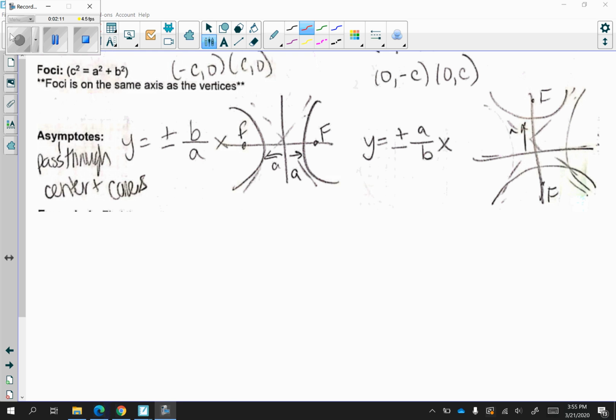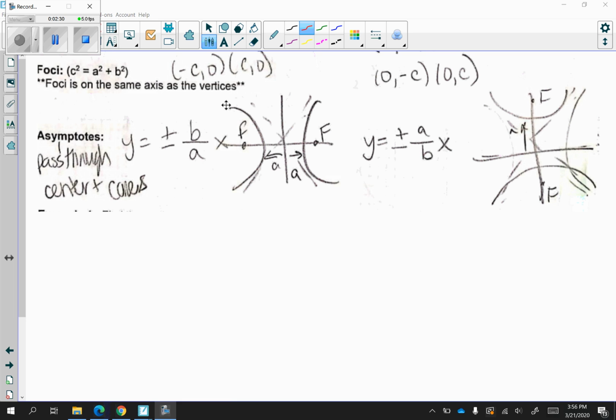Finally, with a hyperbola, we have asymptotes. These asymptotes are going to pass through the center and the corners. We're going to be drawing a box, which I'll get into more details later. But we have y is equal to plus or minus b over a x when it is on the x-axis.